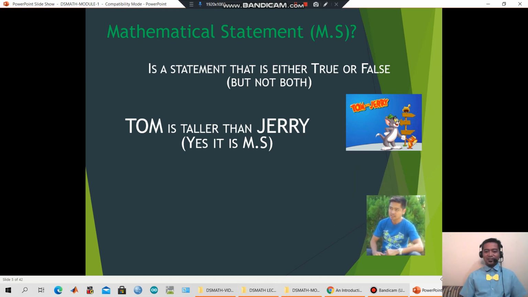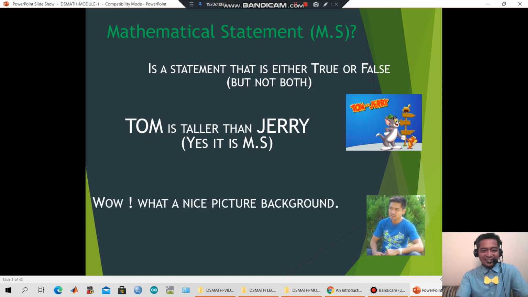Ayan, biglang pumasok. Talagang naka-blue pa rin, no? So, malaki nga lang yung laso dyan, yung ribbon niya. Ayan, sino ba yan? Biglang sumisikat, no? Hey, guys. Ayan. So, wow! What a nice picture background. Yan ang statement niya.